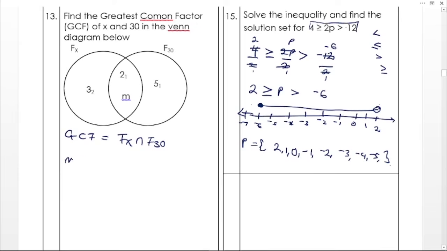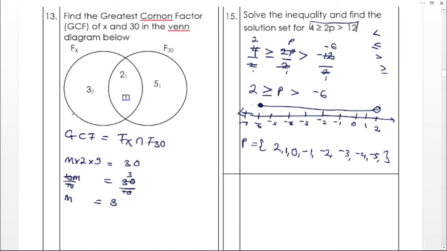Now it's going to be m times 2 times 5 is equal to 30. Now 2 times 5 is 10. Then 10 times m, we are getting 10m, is equal to 30. We divide by 10, divide by 10. So m is equal to 3.